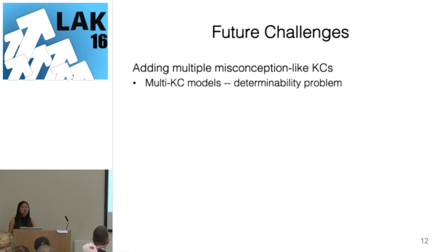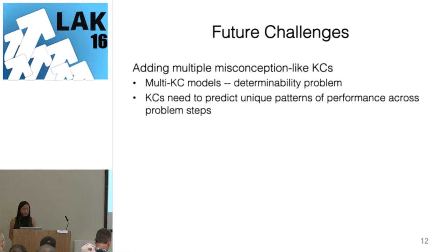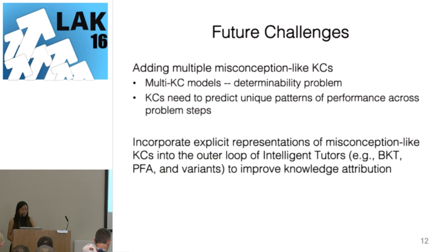One of the caveats, as with any multi-KC model, is that if you have too many multi-KC steps, and especially if you start tagging problem steps with positive KCs and multiple misconception KCs, you can really easily run into an identifiability problem in fitting the model and making those attributions. So it's important to remember that KCs really need to predict unique patterns of performance across problem steps. So you need a fine-grained enough problem step breakdown to be able to discriminate among sources of knowledge attribution, and you need a lot of data.